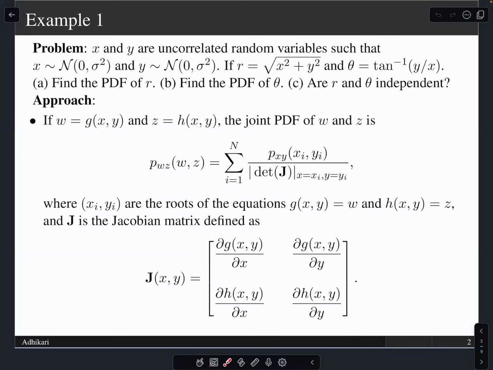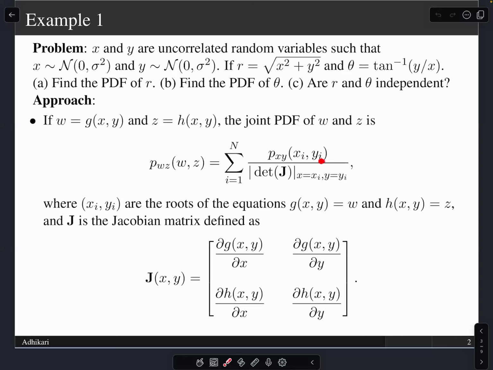Anytime we have two random variables, x and y, and then we are making two functions of x and y, g of x and y and h of x and y, and calling the functions w and z, which will be two new random variables, then the joint PDF of w and z is given by this formula. So where we have this sum, and this pxy is the joint PDF of the two existing random variables.